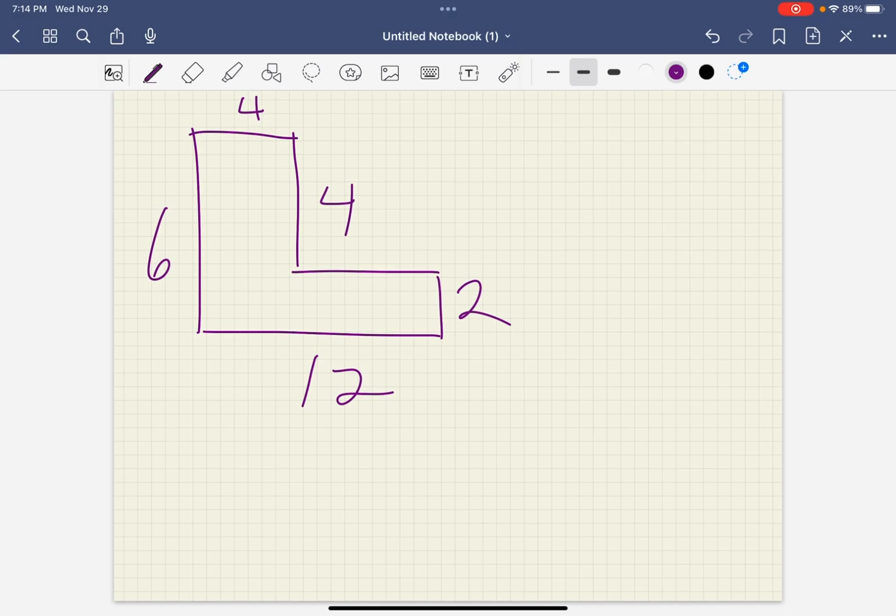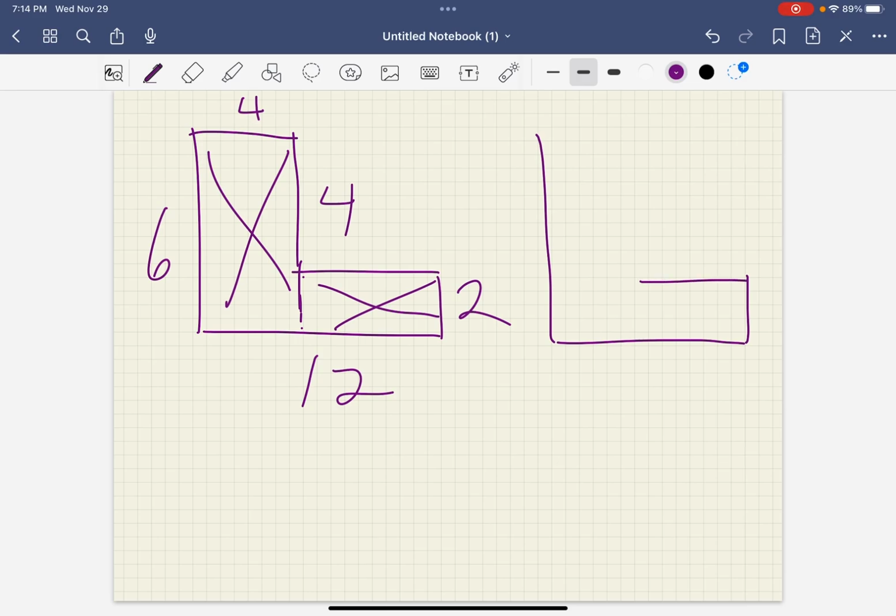So there's a couple ways we can do this. We can find the area of this rectangle and this rectangle and add them together, or we can find the area of this rectangle and add it to this rectangle. We'll get the same answer either way. It doesn't matter which way you do it.